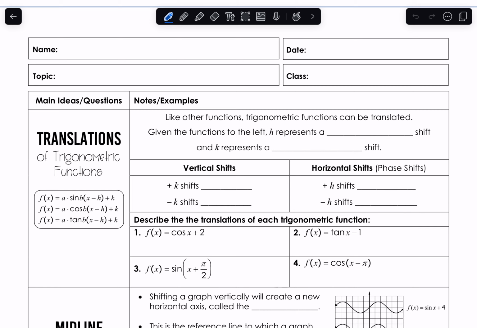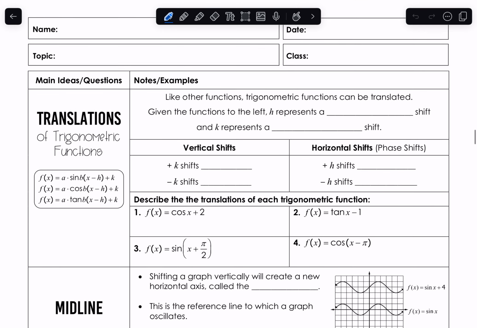All right, so today we're going to talk about translations of trig functions. Yesterday we talked about vertical stretching and horizontal stretching and compressing. So we talked about A and B. A does the vertical stretch, and B does the horizontal, not shift, but stretching and compressing. Today we're going to talk about the vertical and horizontal shifts, or phase shifts, if you will.